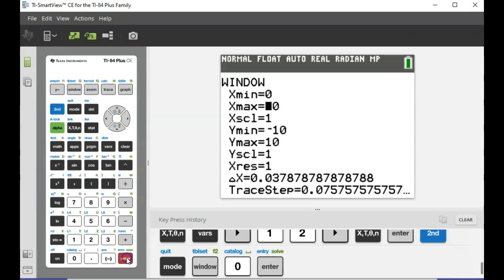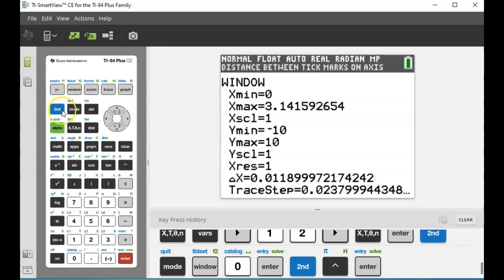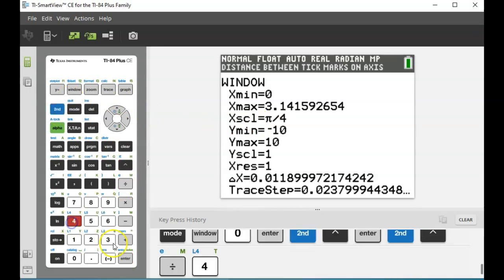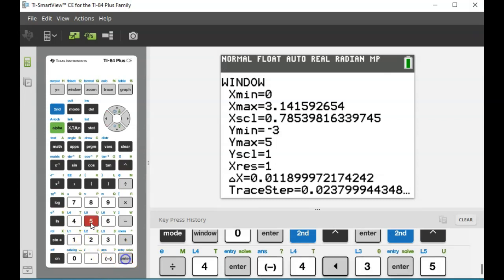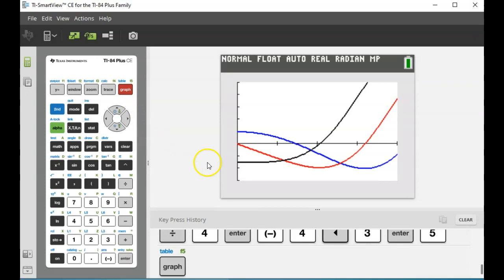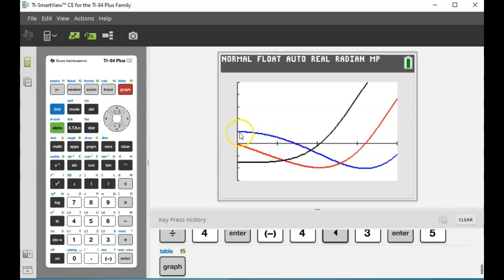So 0, pi. Let's let our x scale be pi over 4, so second pi divided by 4. Y min will do negative 3 to 5. Okay, so let's take a look at these functions.